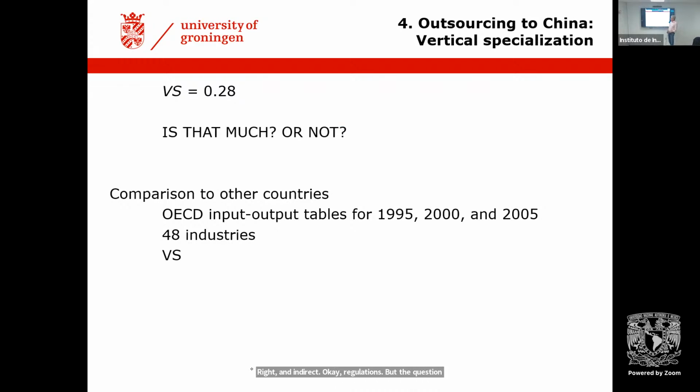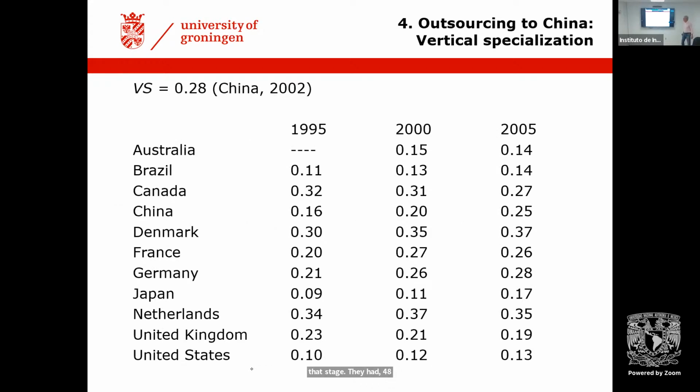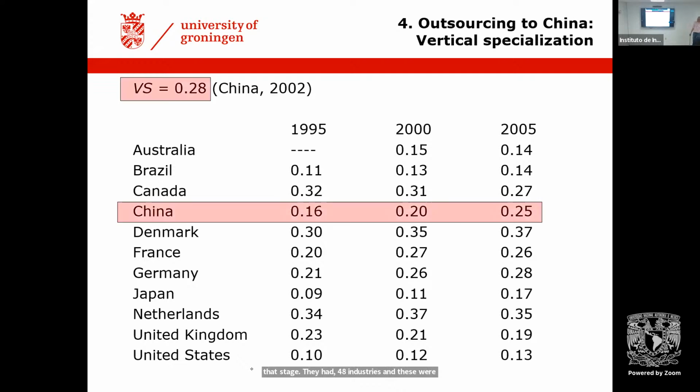So we also have made a comparison to other countries. We took the input-output tables, the OECD tables that were available at that stage. They had 48 industries, and these were the numbers. Observe that 2002 would be somewhere between 0.20 and 0.25. Different tables, different classification. So it is different from 0.28, but not radically different. Both are relatively on the small side, I would say.